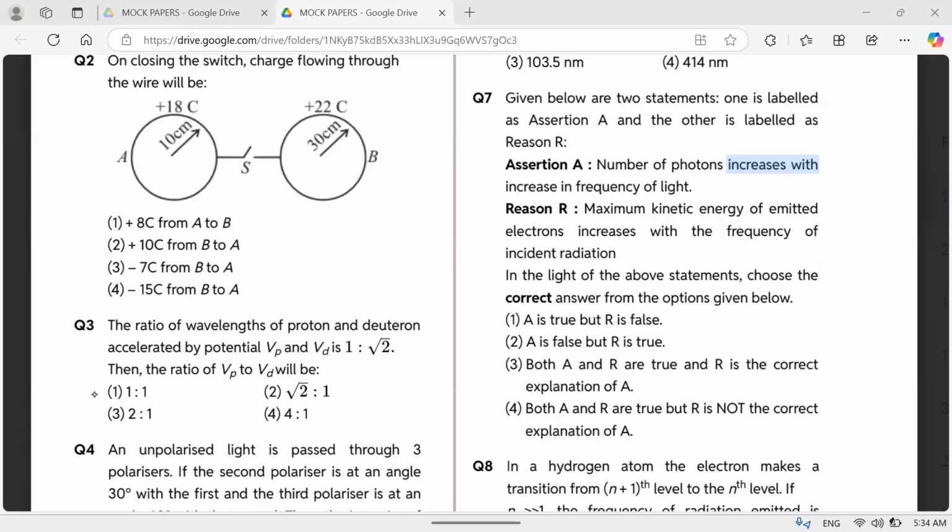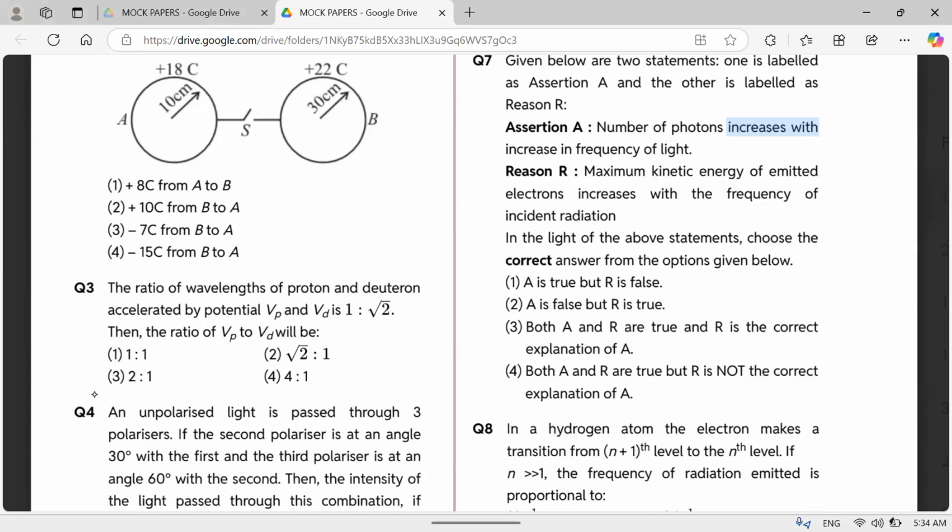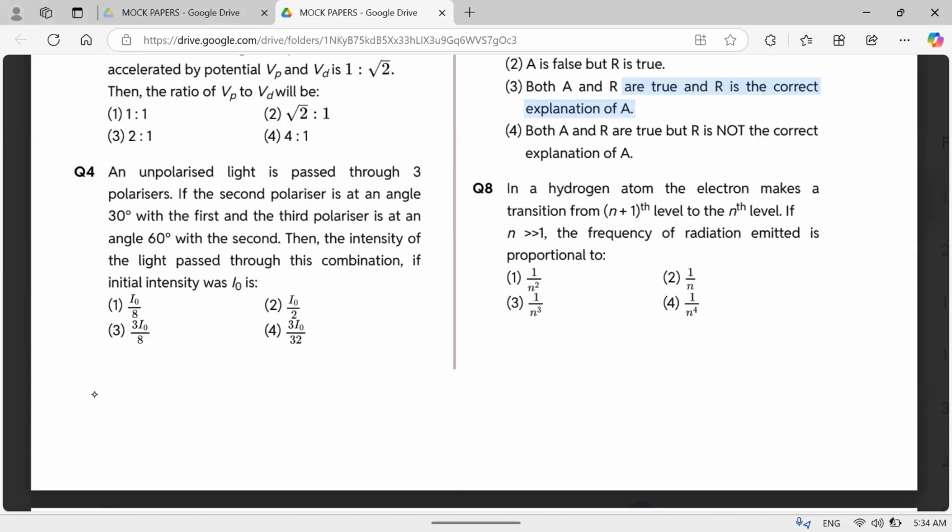Sure. Next one. In a hydrogen atom, the electron makes a transition from the (n+1)th level to the nth level. If n is much greater than 1, the frequency of the radiation emitted is proportional to what?